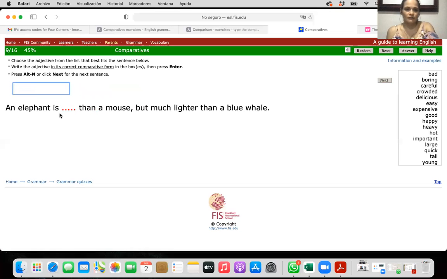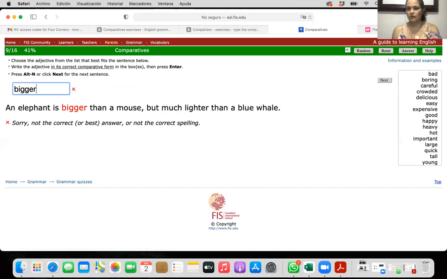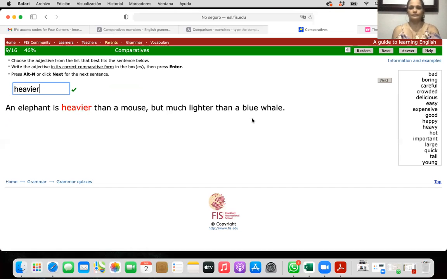Let's see this one. An elephant is blank than a mouse, but much lighter than a blue whale. It's bigger than a mouse. Is boring, crowded, delicious, expensive, good, happy, heavier. Heavier. Yeah.